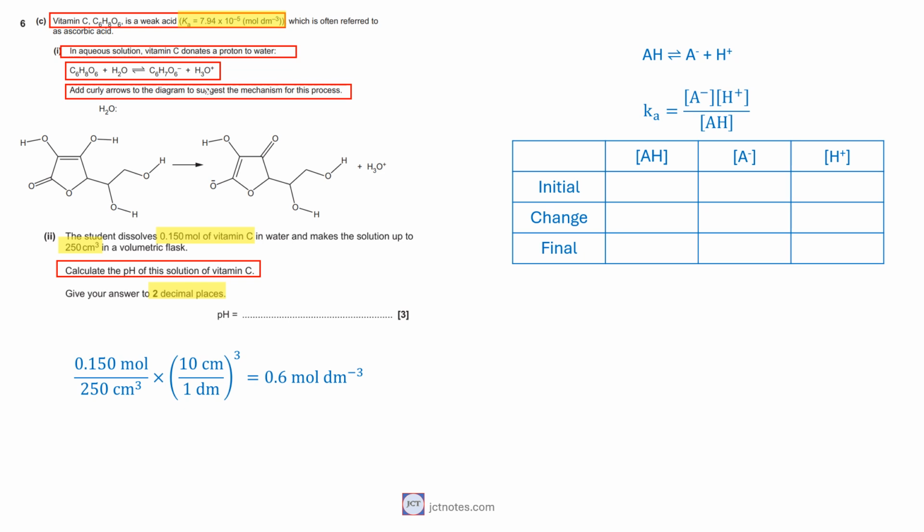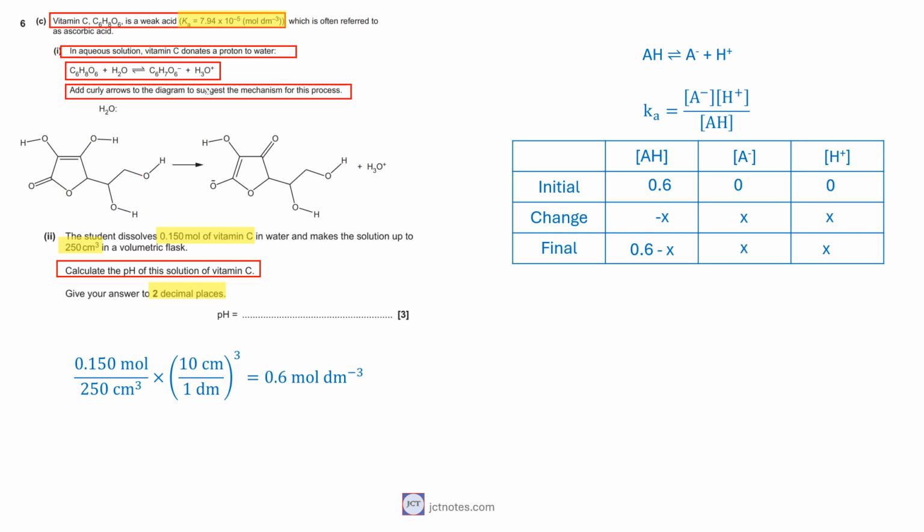The initial concentration of the vitamin C, AH, is 0.6 and the initial concentrations of the other two species are 0. In the change, for X moles of H+ formed, X moles of A- are formed and we are removing X moles of AH, therefore it is minus X. In the row labeled final, we add the columns above: AH gives 0.6 minus X, A- and H+ both give X.